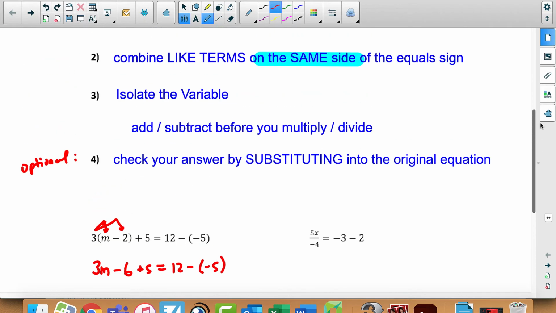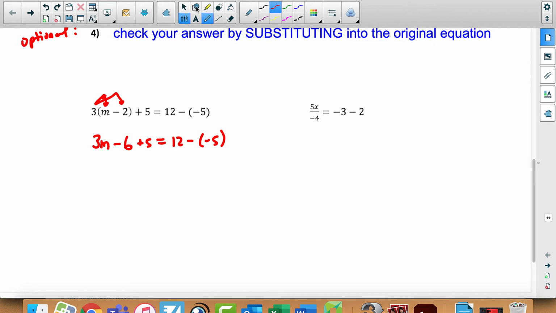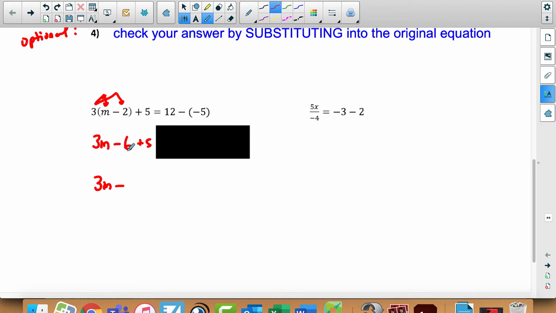Okay, step 2 is combine like terms on the same side of the equal sign. So basically, what you want to do here is look at one side at a time. If I just look at the left-hand side of the equal sign, do I have any like terms? I sure do. I have the negative 6 and the plus 5. So I'm going to combine those. This is just like when we simplified polynomials before. There's no like term with the 3m, so we keep the 3m. And then we can combine the negative 6 plus 5. What do you have more of, negatives or positives? You have more negatives, so it's going to be negative. You have 6 negatives and 5 positives, which means you have 1 more negative.